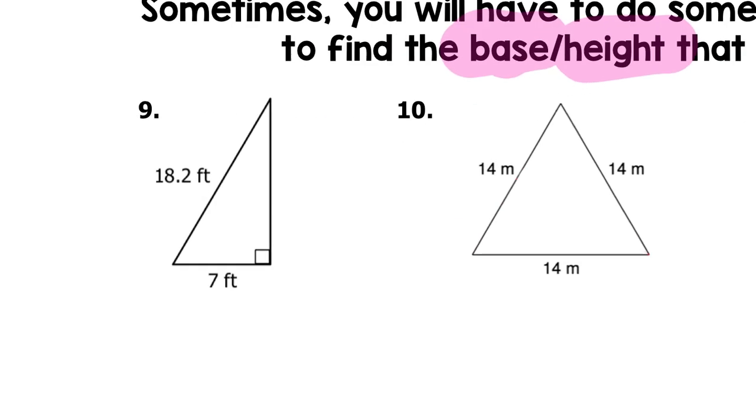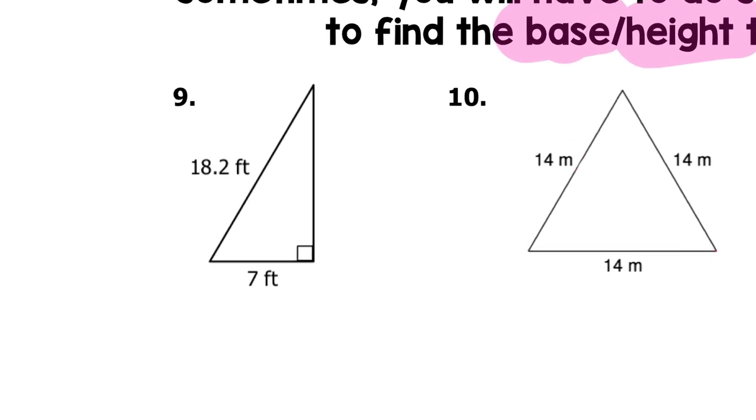So let's take a look at number 9. This is a triangle, and we know that triangles are 1/2 base times height, right? So if we're looking at this triangle, we have the base is 7, but this side over here, this 18.2, that is not the height. The height has to be perpendicular to the base, so the height would be this purple side right here, and we don't know what it is, so we're going to have to figure it out before we can find the area.